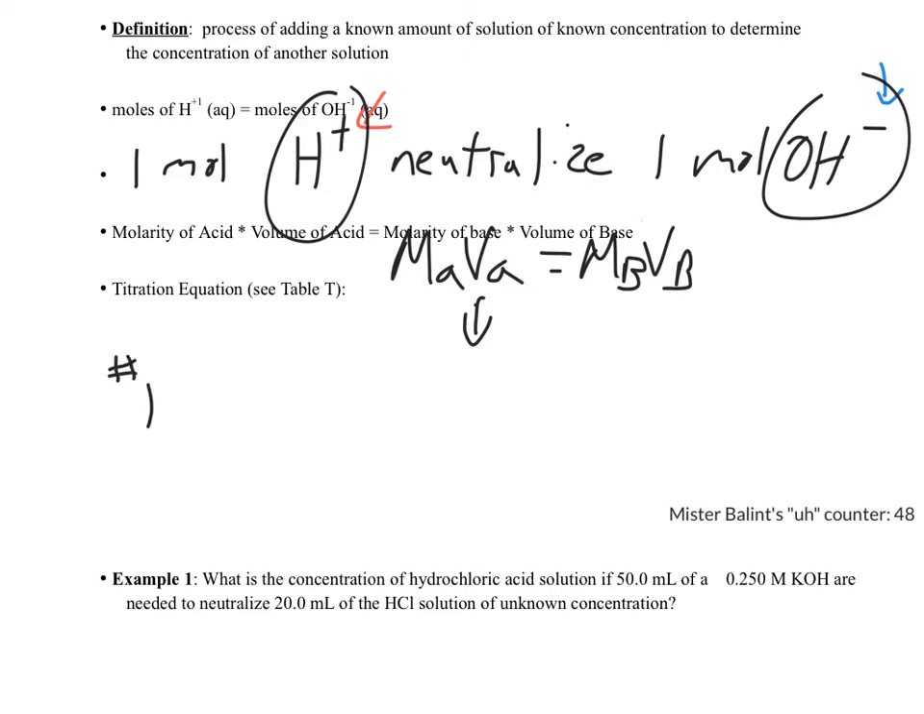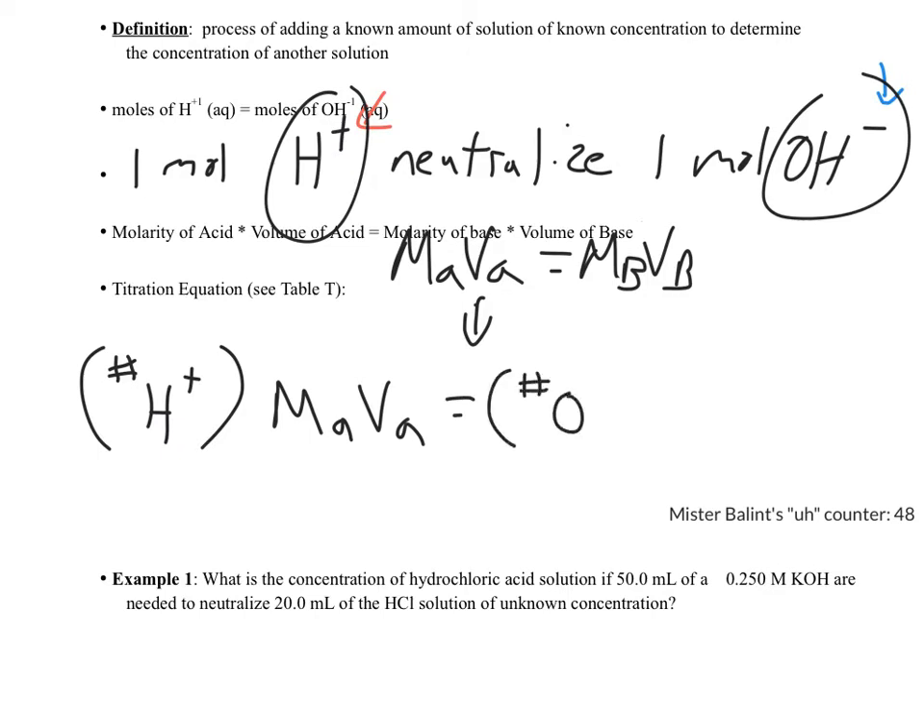So we have the number of H plus ions, and we're going to multiply that by our Ma, Va. And then we're going to have the number of OH minus ions multiplied by our Mb, Vb. And this is the formula that we're going to be using for titrations. That's like the short and sweet version of it.